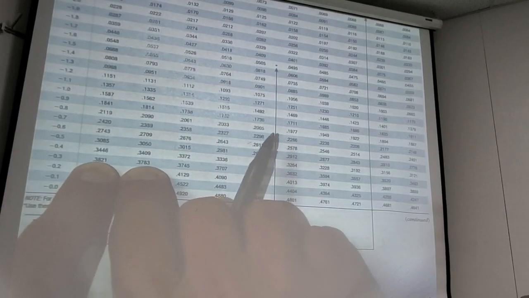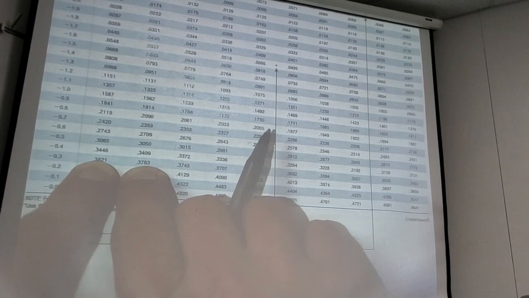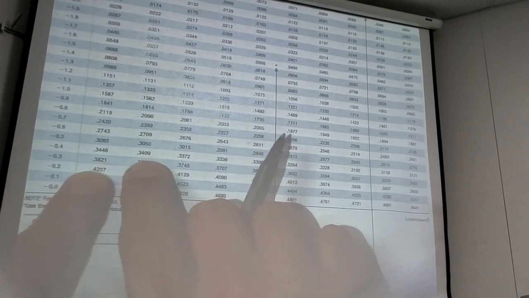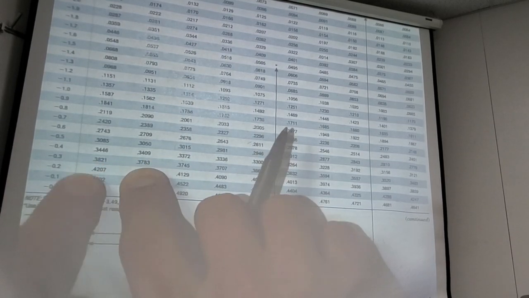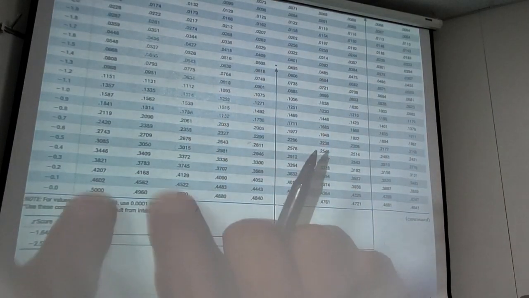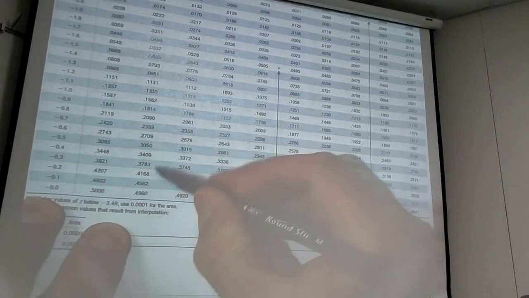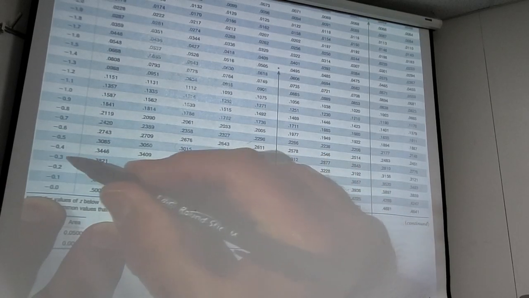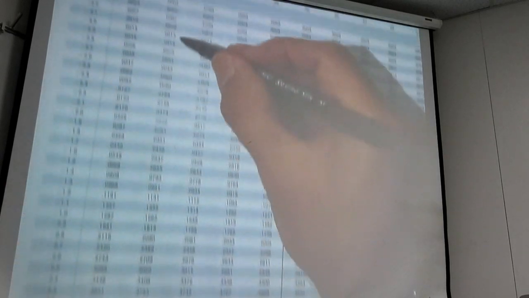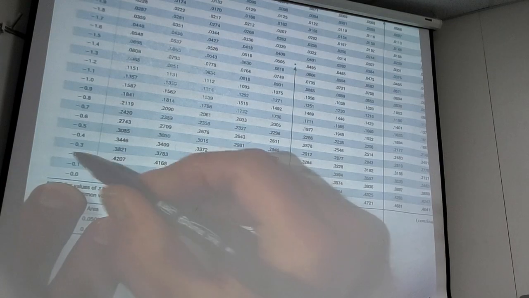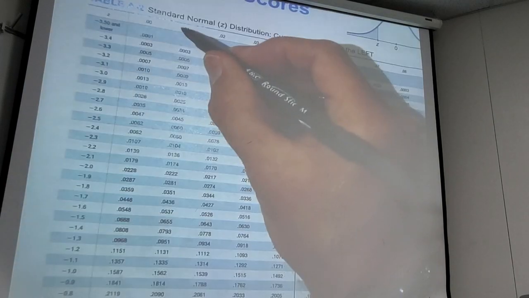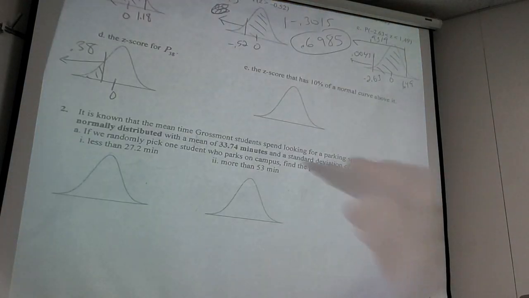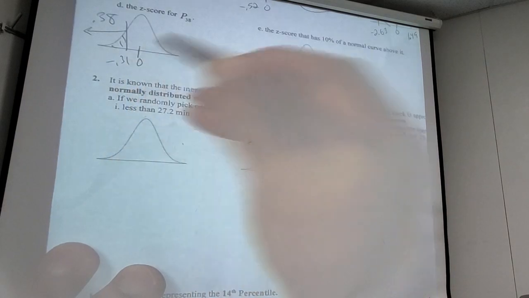So when I took stats, we had to interpolate. We had to create a linear approximation between these. Oh, screw it, just take the closest one. So what's the closest one? This one. What z-score is this? Negative 0.31. Yes? Okay.